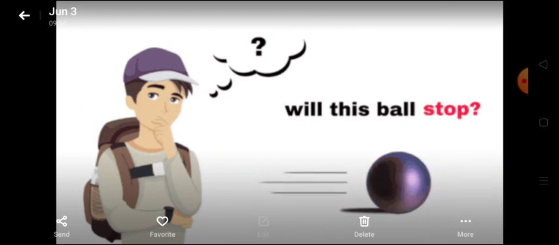So, naturally, this question might arise in your mind: will this ball stop all by itself? No. We have to apply a force. And why is this force required to stop the ball? What is the property? And on what factor does this property depend?